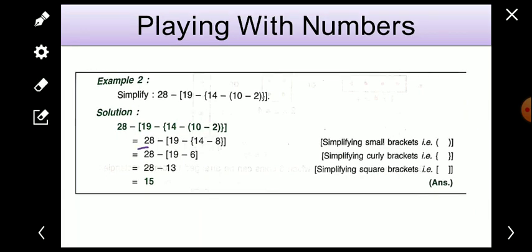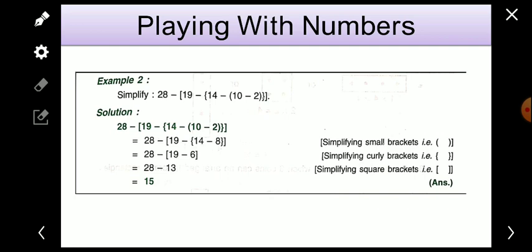You can see that 28 minus, then the big bracket starts, 19 minus the curly bracket, then 14 minus what will be? It has been solved: 10 minus 2, then 8. Now the small bracket has been solved. Now the curly bracket will be solved. Everything has been written the same here, and 14 minus 8 means 6 has been written here. And then at last the big bracket is solved. It means 19 minus 6, then 13, and then at last we have got the answer.